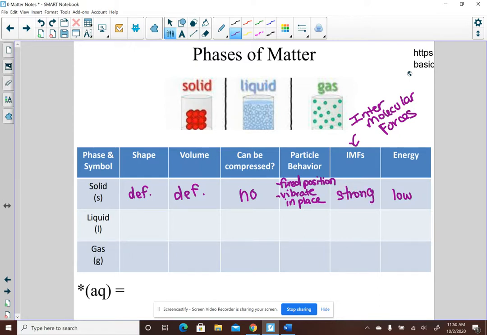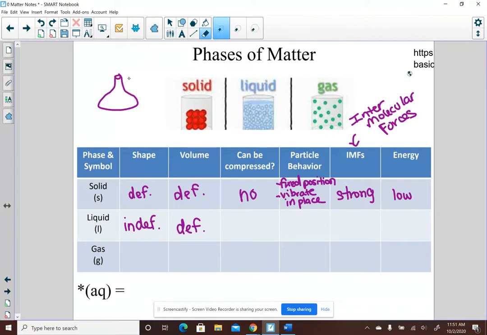Okay. Now, if I look at my liquid, guys, if I take a liquid that's in a cylinder, in a beaker, and I pour it into a flask, how is the shape of the liquid going to change? Now it's going to be in the shape of a flask. So for shape, it depends on the container that it's in. So the shape is going to be indefinite. Volume is still definite. If I have 50 milliliters of water, whether it's in a cylinder, beaker, or a flask, there's going to be 50 milliliters of water in both things. Okay.